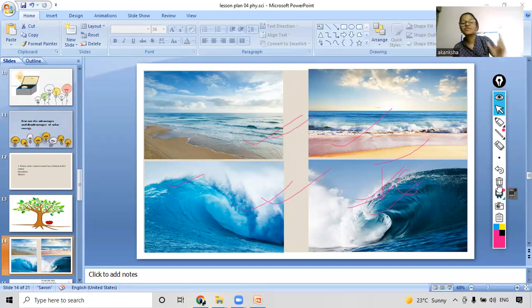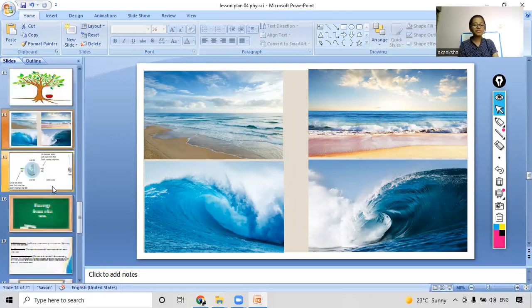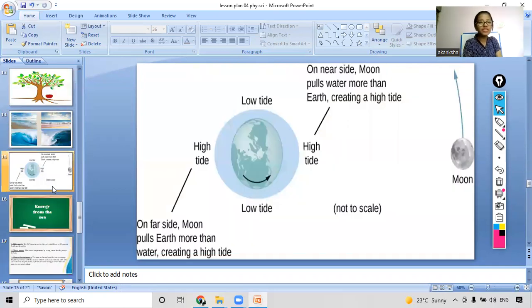Okay, so now we will move on ahead. I think now you're confused, right? So this picture will clear your confusion. The gravitational force of the earth and the gravitational force of the moon and the sun is playing a major role in controlling the tides of our earth. Like sometimes you must have heard that there are low tides.